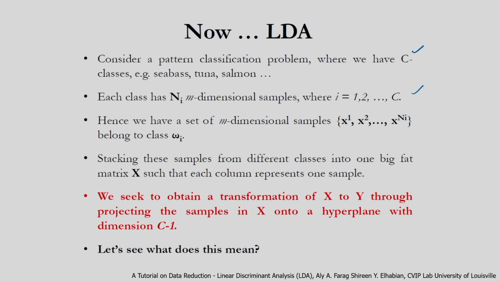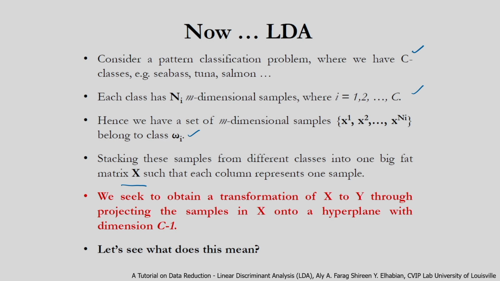Corresponding to the class wi, I have the samples x1, x2, like this. So we have Ni number of samples, and they are m dimensional samples. From this I can get a matrix X, by stacking these samples from different classes into one matrix, and each column of the matrix represents one sample. So I will be getting a matrix X from all the samples of different classes.